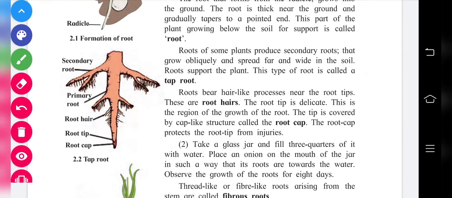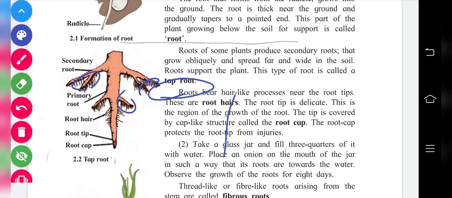Tap root tips. So here is the tap root. You already know that. Tap root means these are the tap roots, and here they grow, here they grow. Here the roots bear hair-like processes near the root tips. Those are called root hairs. So near the tips grow the root hairs.